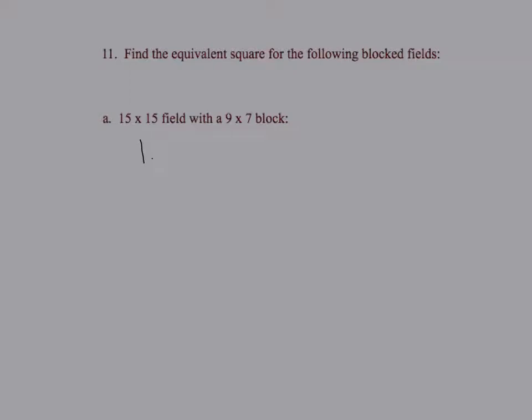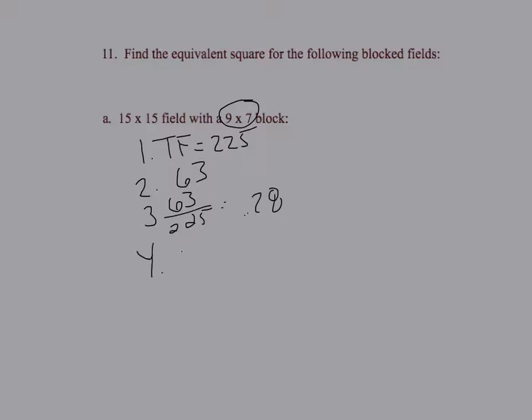So the total field is 225. The blocked field, 63. Take a ratio, 0.28. So when you do the equation, it's 15 times the square root of 1 minus 0.28. So your answer on this one should be 12.7.